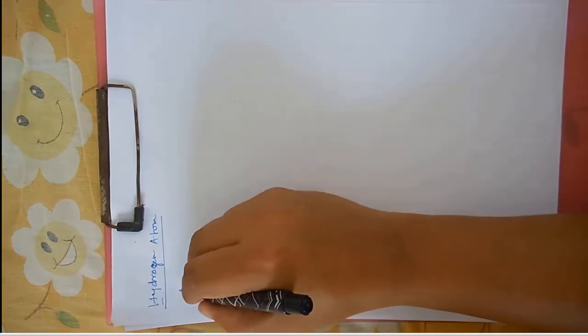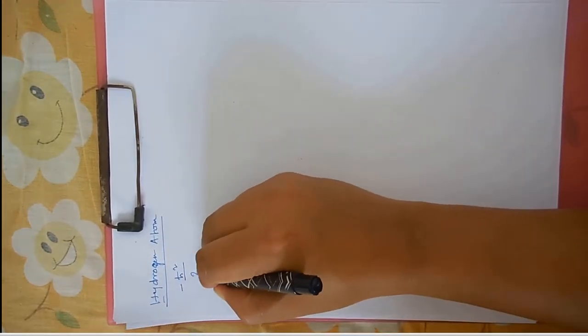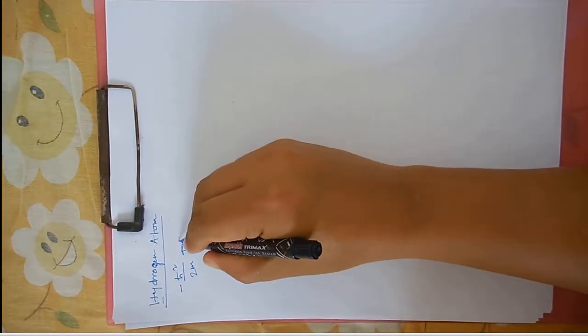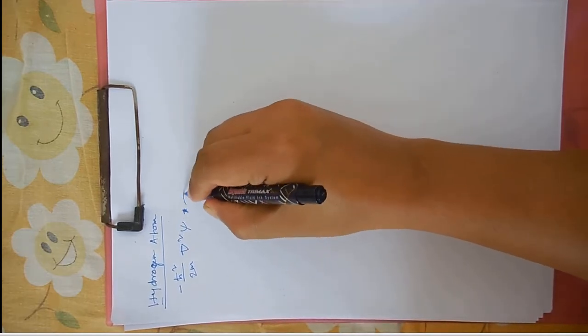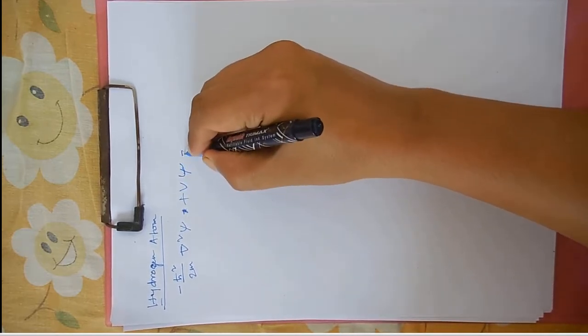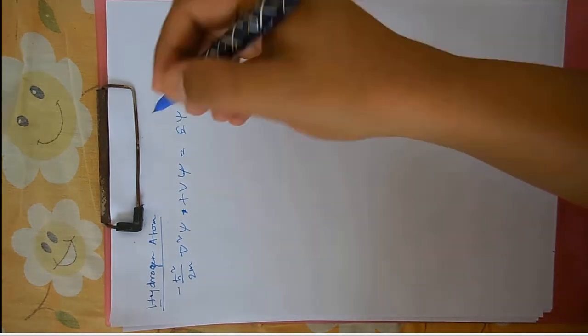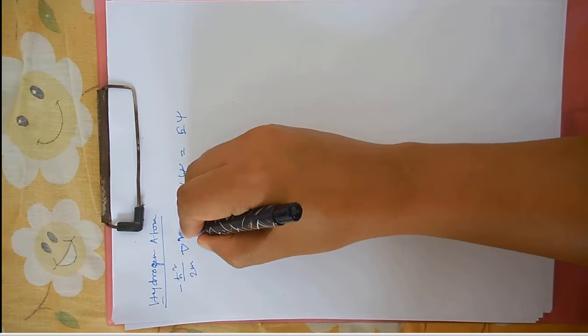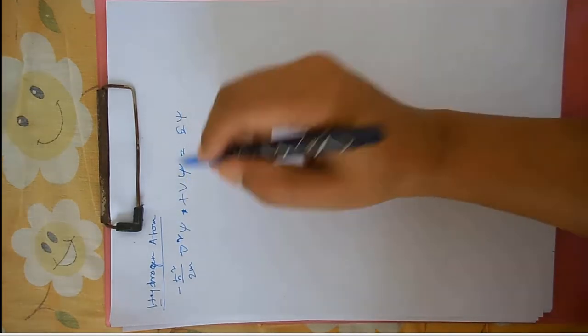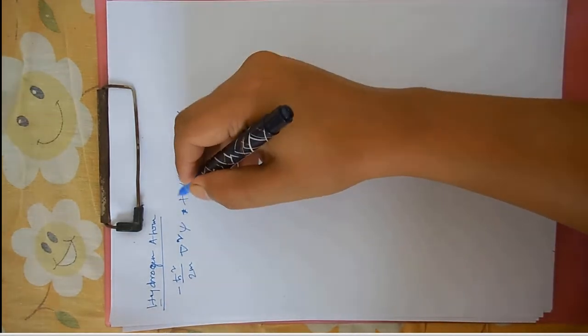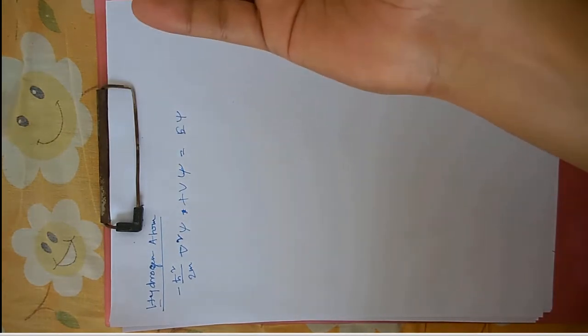Today we will start discussion of the hydrogen atom. Already you all know about the Schrödinger equation. If we can solve this equation, we can simply get a solution for the wave function. Depending on the potential form, the solution varies.